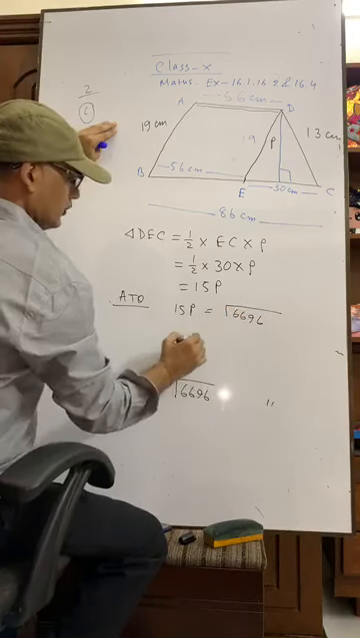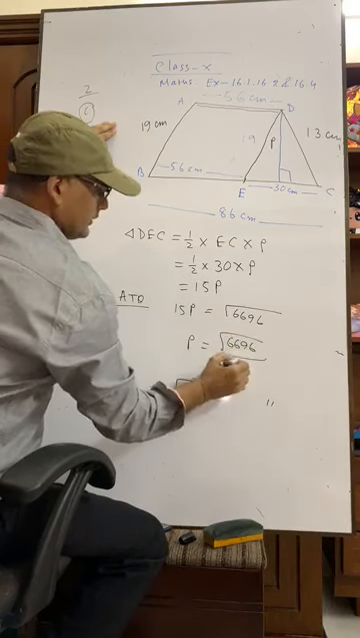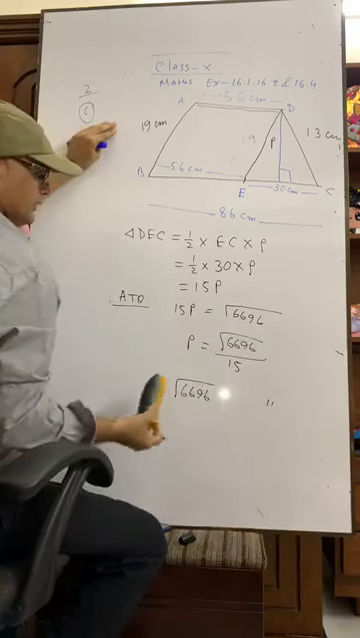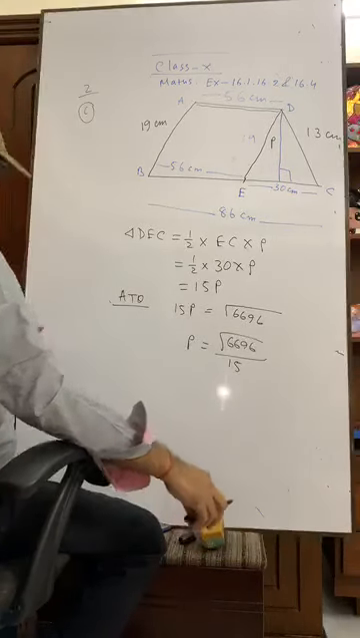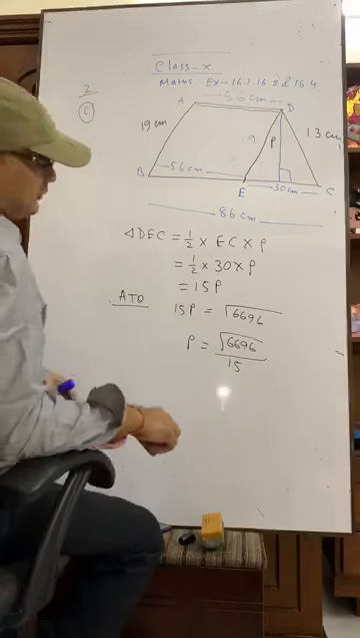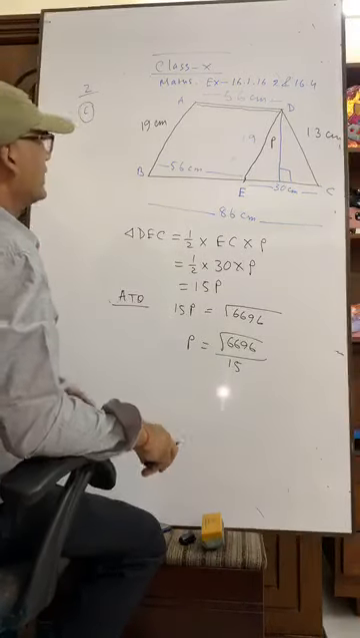So P equal to root over 6696 by 15. This is the height of the triangle. That means it is also the height of the trapezium.